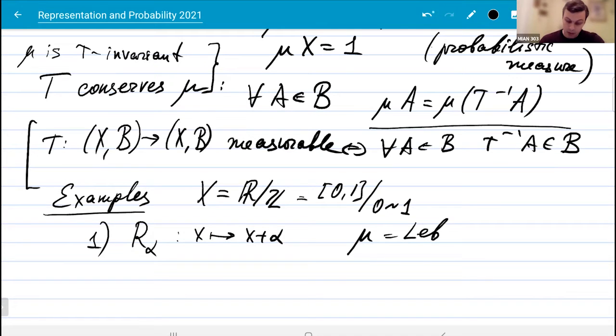Well, the next example is more complicated. It is the so-called doubling map. So this is a rotation.